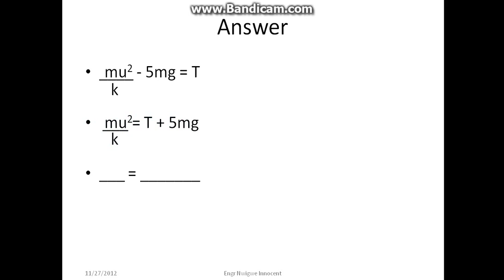Therefore, since we want to make K the subject of the formula, if we invert all the fractions in the equation, we now have K over mu squared is equal to 1 over T plus 5 mg. It's still the same thing. So our K will now be, if we cross multiply mu squared, K equals mu squared over T plus 5 mg.